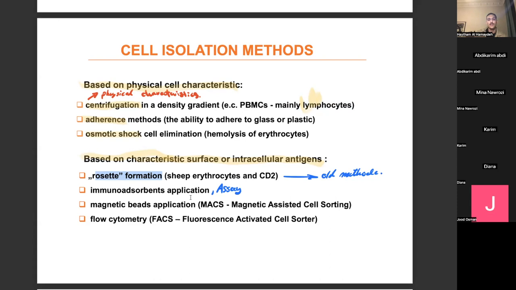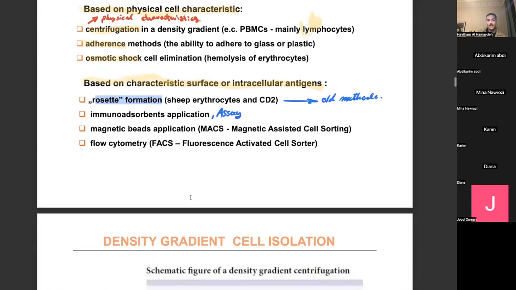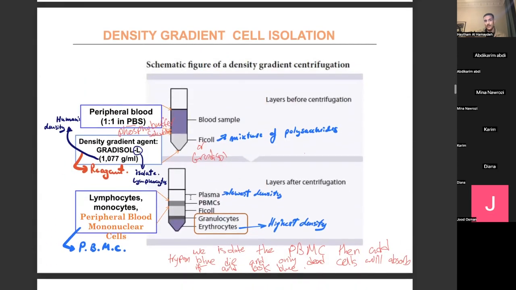The first one that she discussed in class was the immunoadsorbent application. Immunoadsorbent. Okay, this is an assay. What is this basically? And before diving into it, this slide shows you what you have done in class last time. You are just differentiating or separating those cells into different layers according to their weight by centrifugation, and then collecting the cells that you really need, which is in this case peripheral blood mononuclear cells.